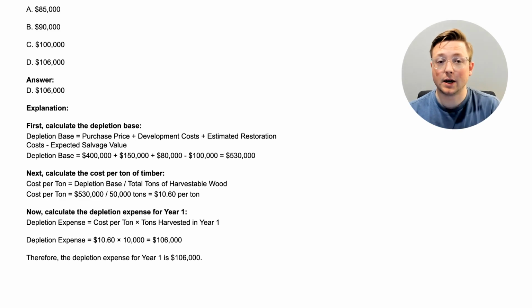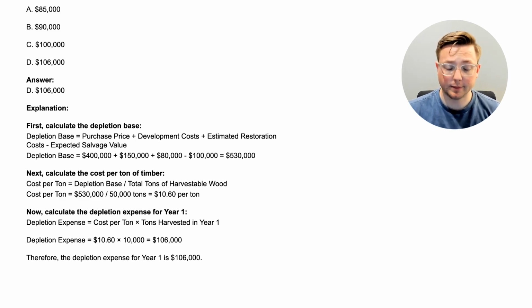And then you subtract any expected salvage value, or that might have a different name according to some people. But overall, this is how much money you're expecting to get after you sell it. So it's very similar to salvage value. So that's why I use salvage value. So $400,000 plus $150,000 plus $80,000 less $100,000. And that $100,000 is again how much they're expecting to get after they sell it, after they've used it. So all of that together is $530,000. So that's the depletion basis.